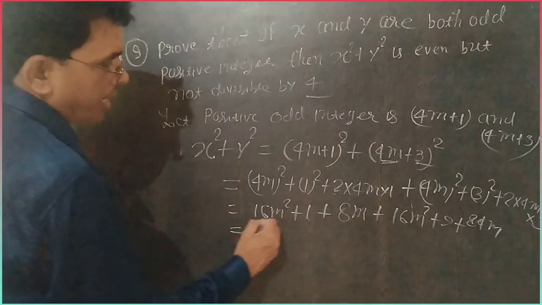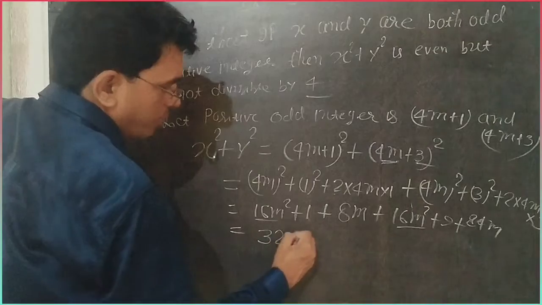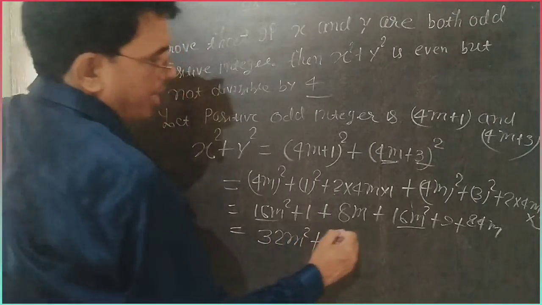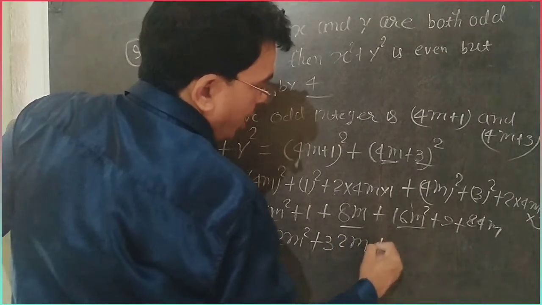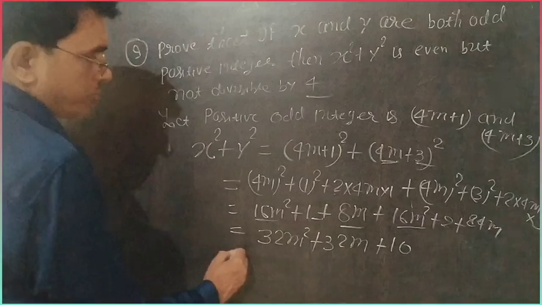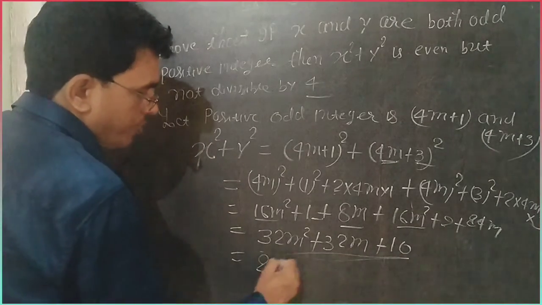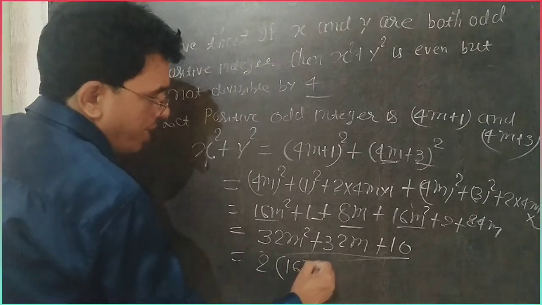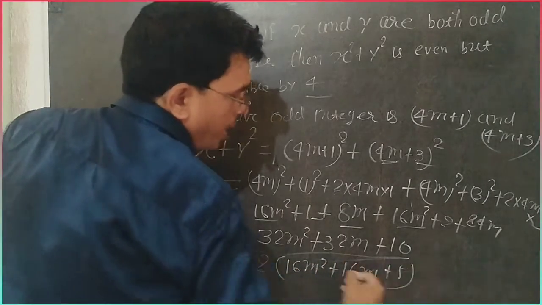Now arrange their like terms. 16m plus 16m, that is 32m square, and 8m plus 24m, that is 32m, and 1 plus 9, that is 10. Dear student, what is common among them? It is clearly 2. So it is 2 times (16m square plus 16m plus 5).